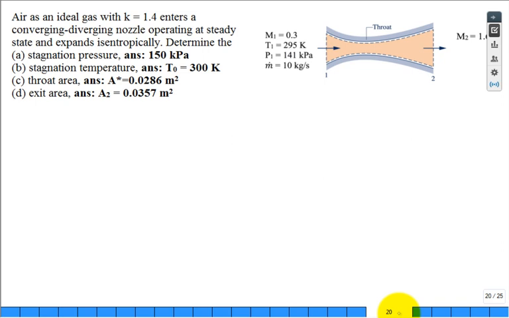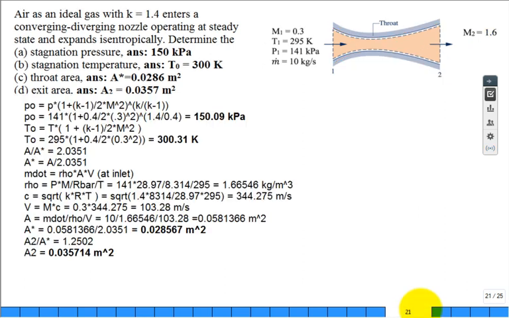But in the interest of time, you should solve a problem like this, which, if you understood the previous two problems, you'll be able to solve. Here you have converging, diverging, and yes, you can get a Mach number greater than 1 at exit state 2 with a converging, diverging nozzle. Here's the full worked out solution if you want to take a picture of it.